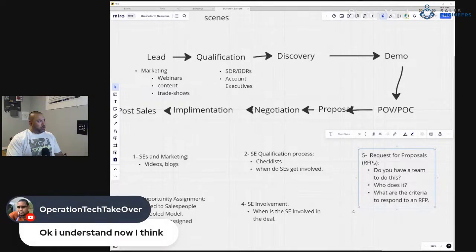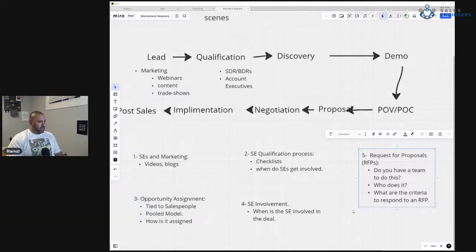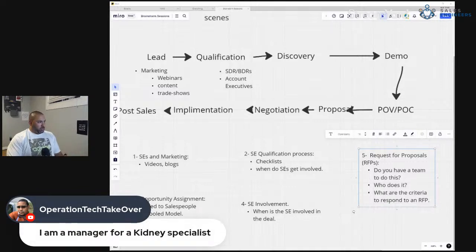I am glad you understand that. By the way, if anyone's wondering what I was talking about, Scott is a kidney specialist or a manager for a kidney specialist.